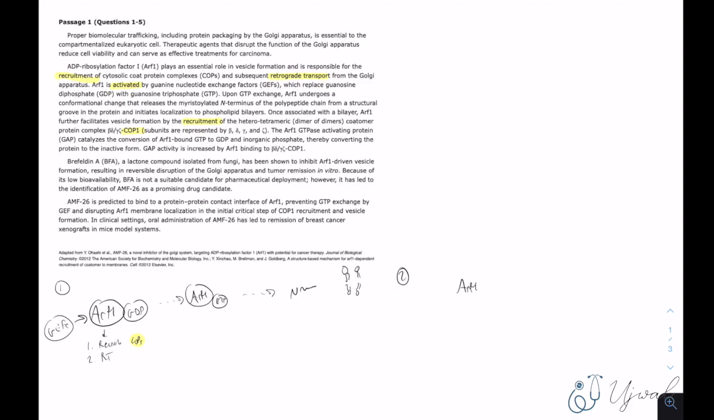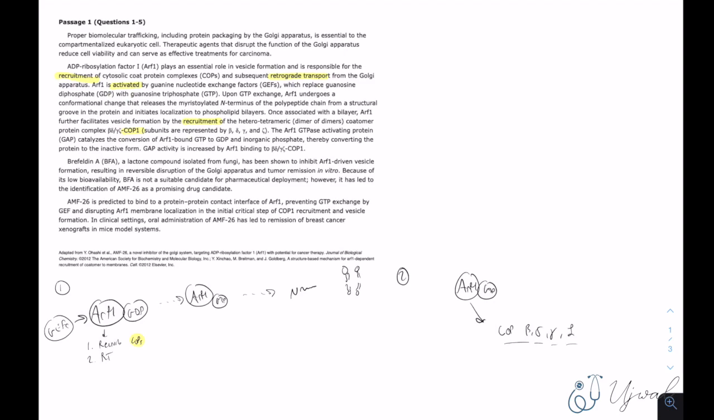So we have ARF1, GTP. And so what does it do? It recruits those guys. Okay, so I'm going to draw some kind of arrow to just show that there's a relationship between these guys right there. COP, beta, delta, gamma, and that. So we got 1, 2, 3, 4.